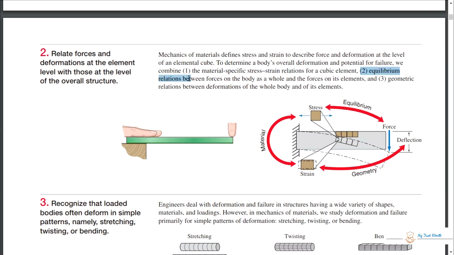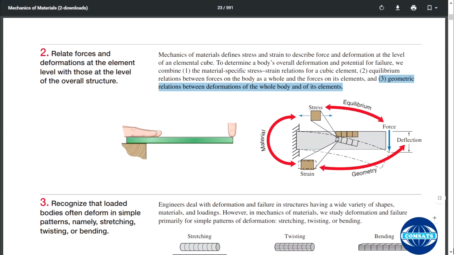And second is the equilibrium relationship between force on the body as a whole and the forces on the element. This is important. This is your engineering mechanics. This is your mechanics of solids. And the third one is the geometric relationship between deformation of the whole body and its elements. This is your structural analysis. Geometric relationship between deflection, deformation of the whole body and its elements.